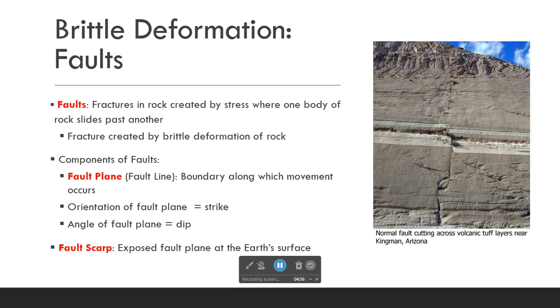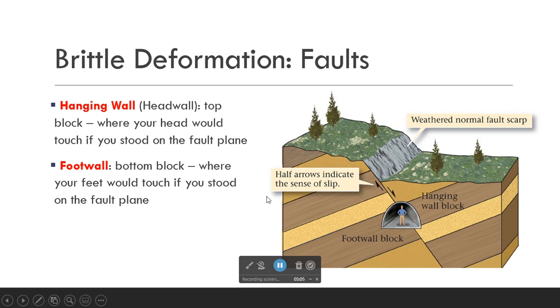And then there are different components. We're not going to really go into this. But when you're looking at these different components, let's move to this next one. There's a hanging wall and a footwall, and this is relevant to today's discussion. So the hanging wall is the top block where your head would touch if you were to stand on the plane of breakage. So the fault plane is the line upon which the rock is broken, and if you were to stand on that plane, you would hit the hanging wall block.